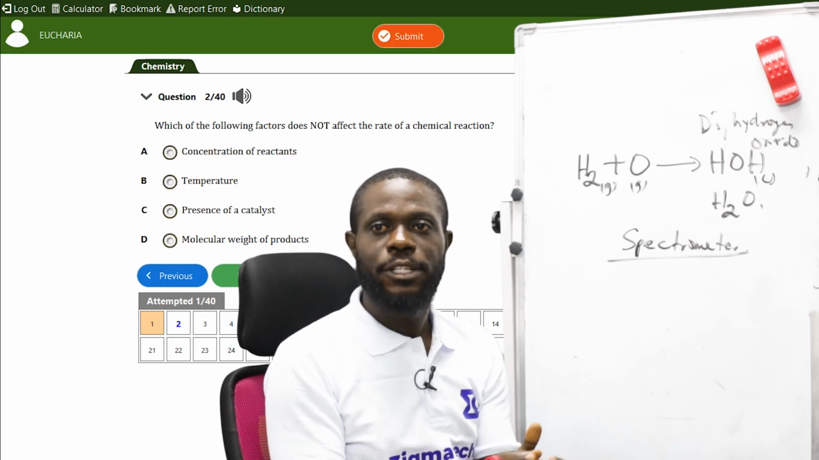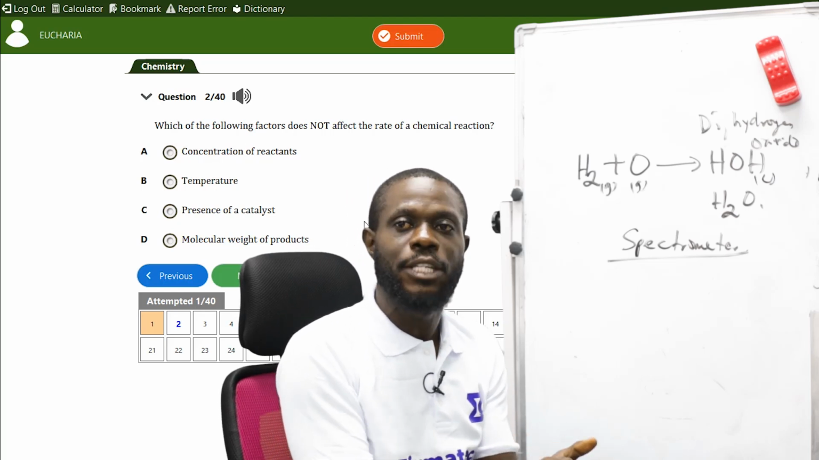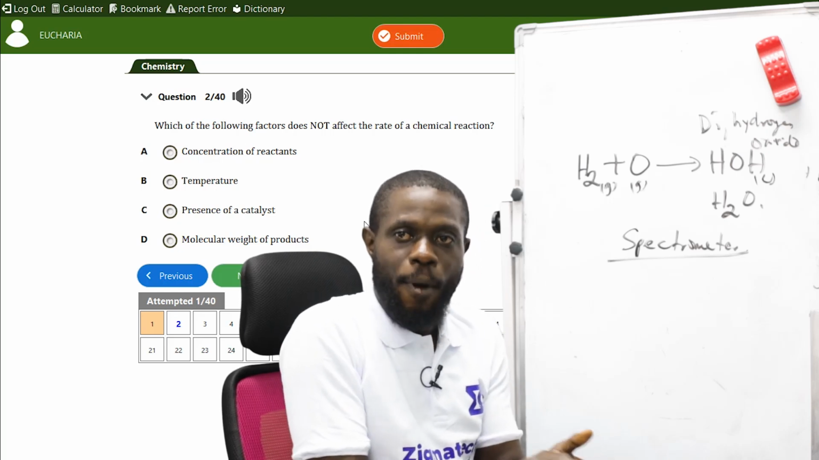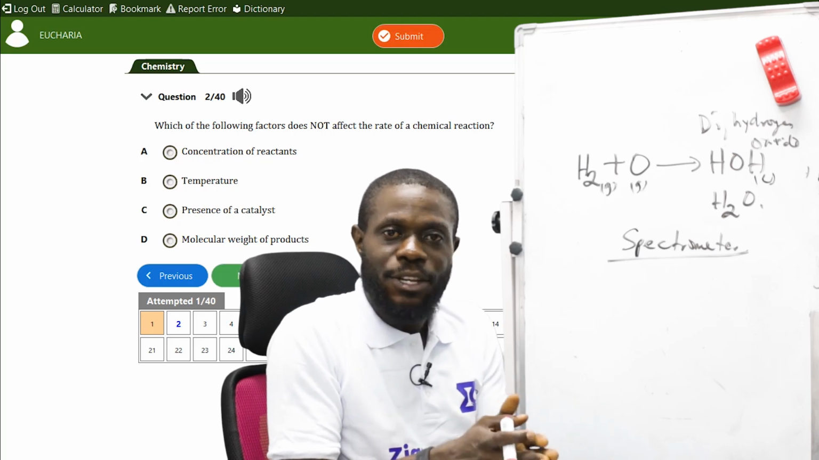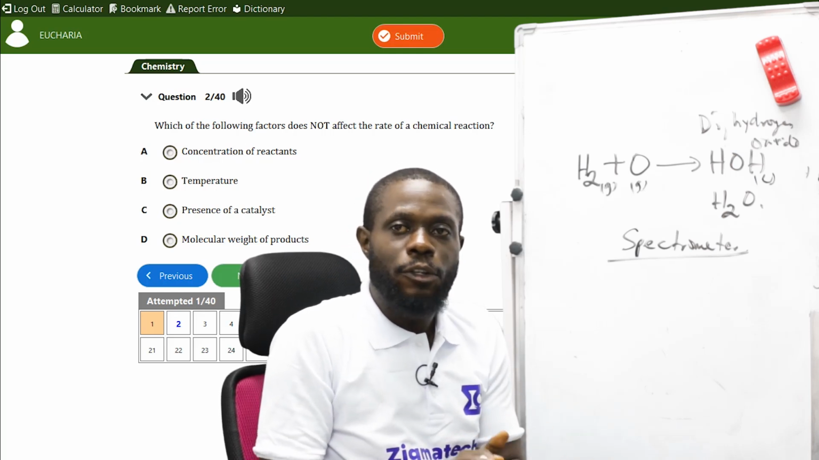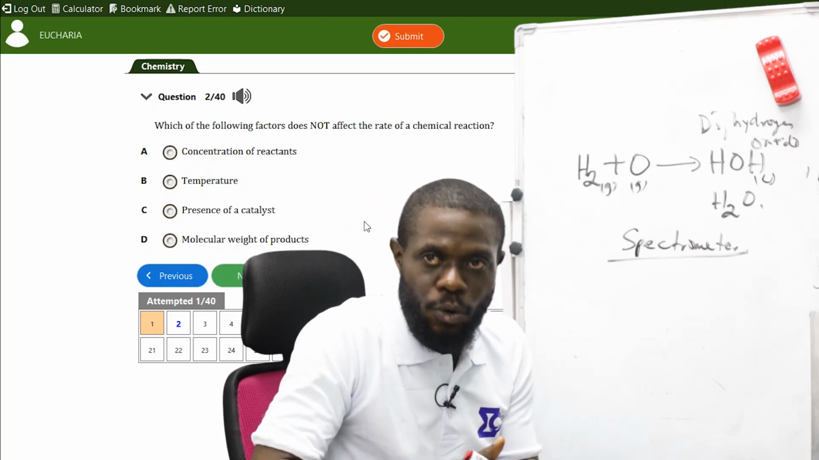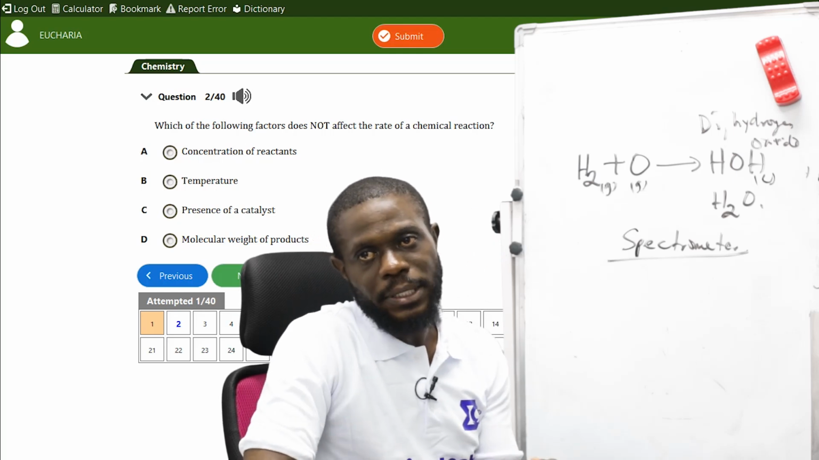So in essence, the concentration of reactants affects the rate of chemical reaction, because the type of reactant, the type of element, the type of compound that is reacting to form another compound tells you how fast this particular reaction can go. The second one is temperature.